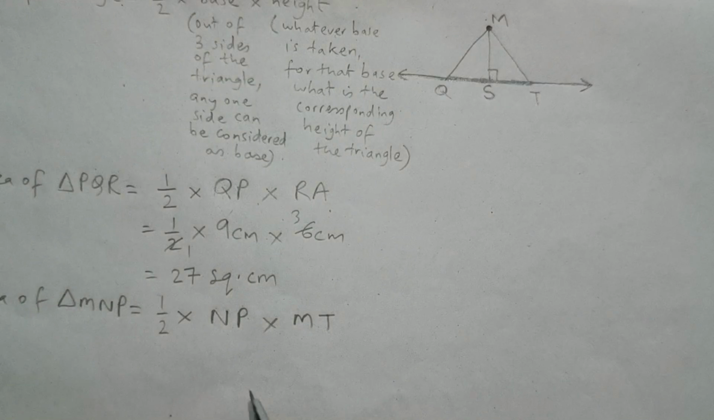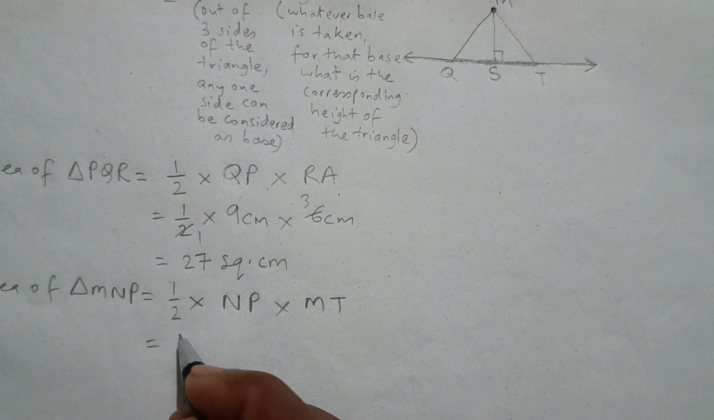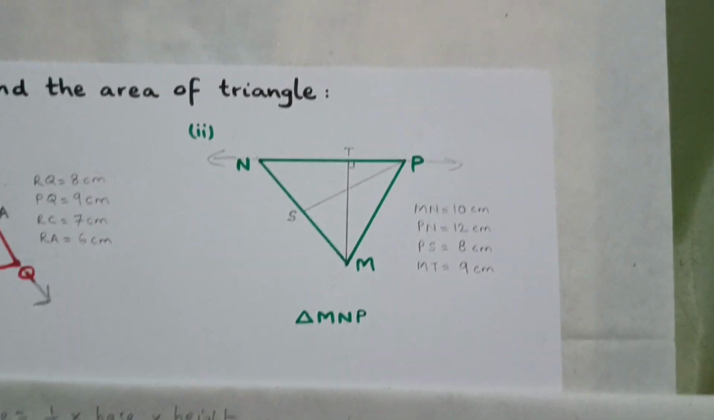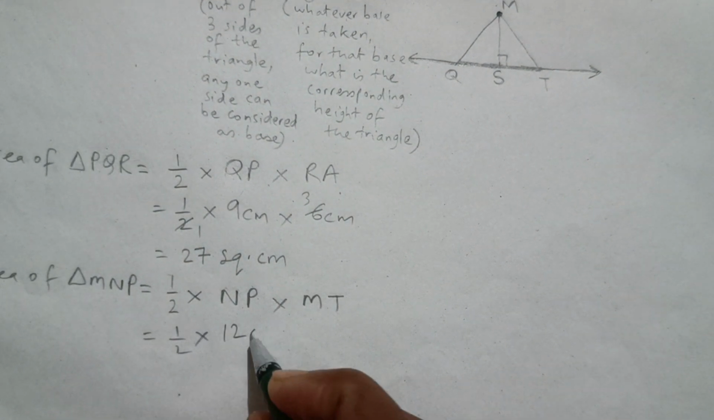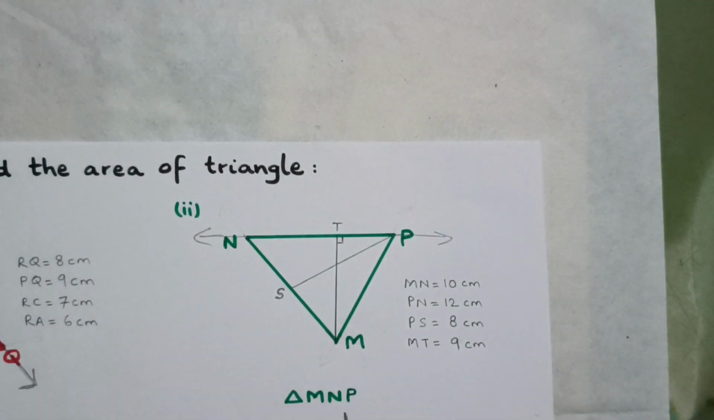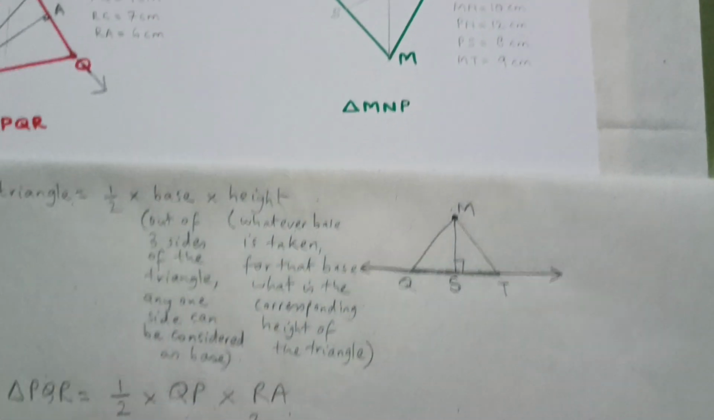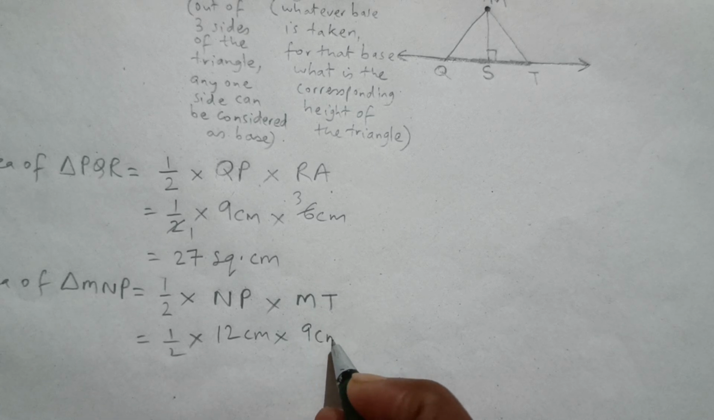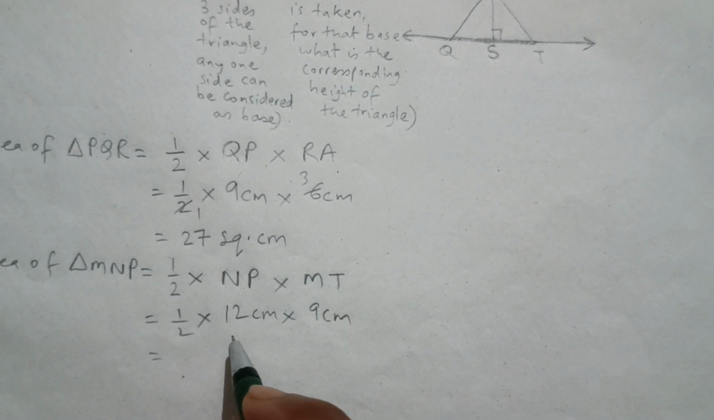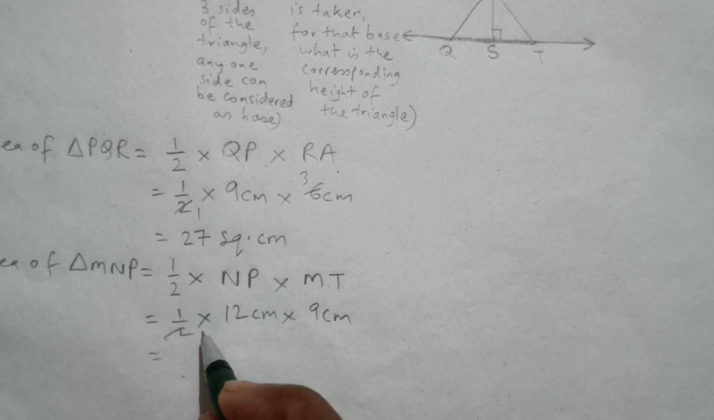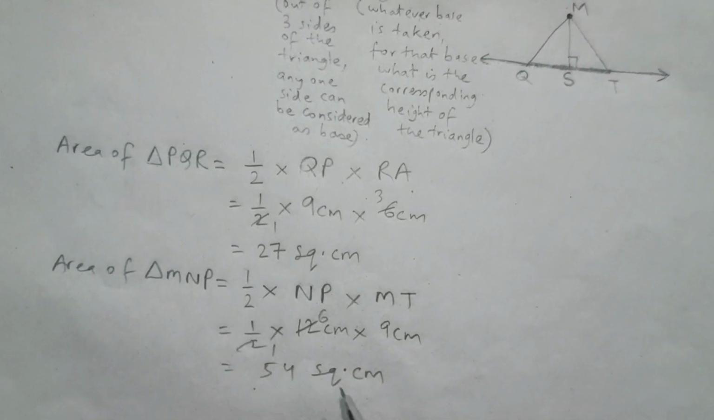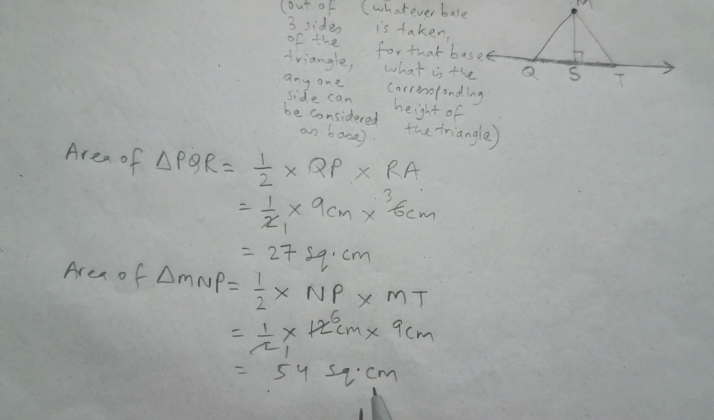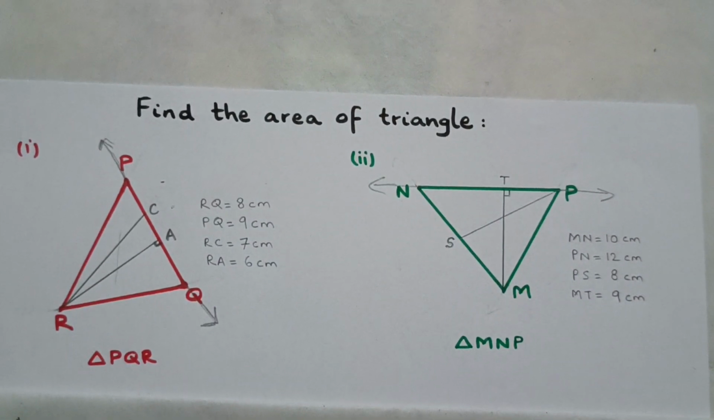So now we can find the area of the triangle. So half into NP. NP is how much? NP is 12 centimeter. So 12 centimeter into MT. MT is 9 centimeter. So let us solve it. Half into 12 centimeter into 9 centimeter. So 2 ones are 2, 2 sixes are 12. 6 into 9 is 54. So 54 square centimeter. So the area of triangle MNP is 54 square centimeter. So question number 2 is also done.